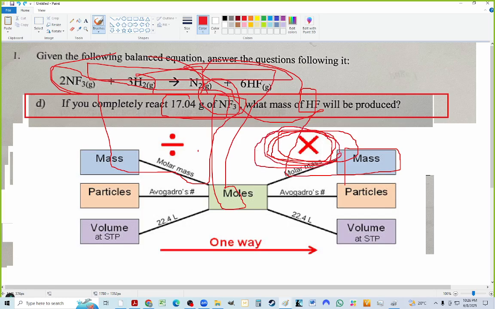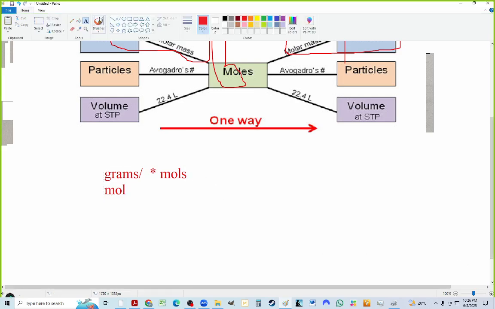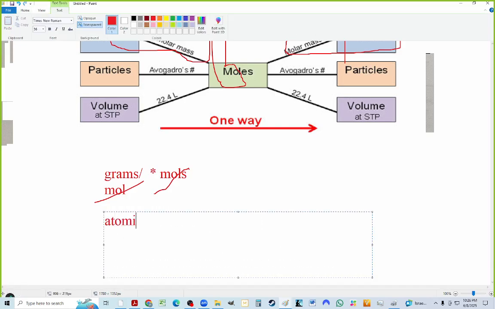The reason you have to multiply moles by molar mass is because molar mass is always in grams per mole. So if you multiply by moles, the words moles cancel out, and you're left with grams, which is a mass. So this is why molar mass times moles will give you mass. Good? Do you need to try it or are you good? Atomic mass times moles equals mass.